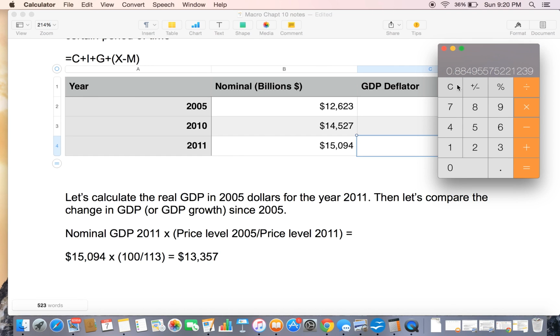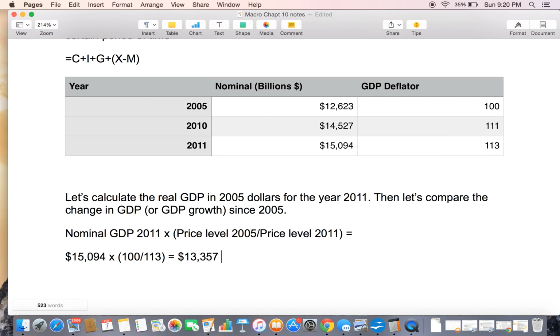So when we take this ratio and multiply it by our nominal GDP in 2011, it deflates the total real GDP to 13,357 billion US dollars. And these are real US dollars. It's not that one is real or fake or something strange like that, but it's the idea that now we can compare 2005 dollars to 2011 GDP because we're using 2005 price levels.